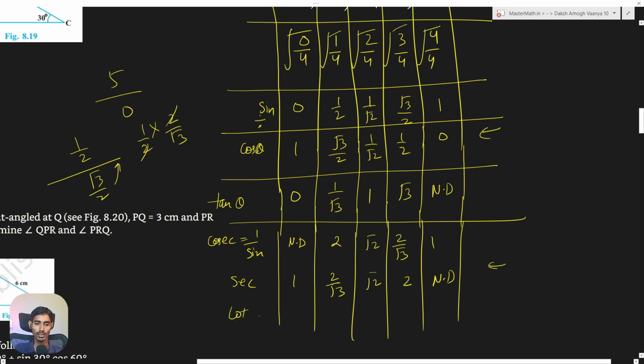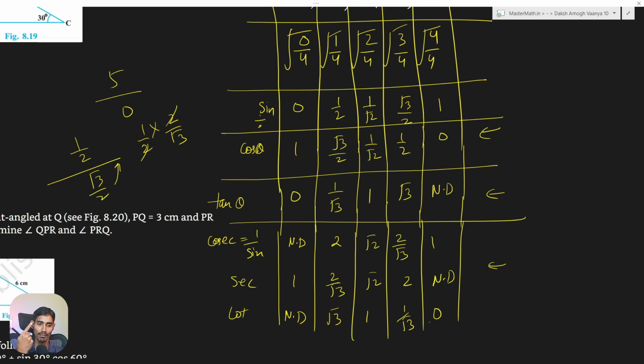And for cot, you can just write tan in the reverse order. So it is not defined. Root 3, 1. So these values you can write in the reverse order. Tan you get from sine divided by cos, and cosecant is 1 by sine.